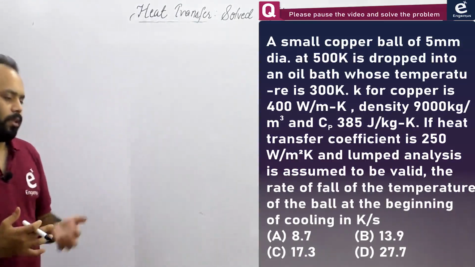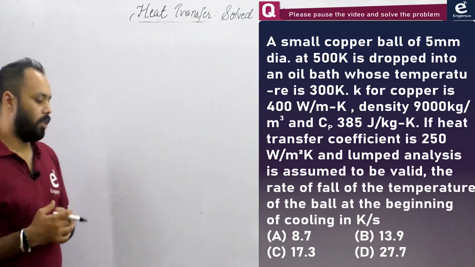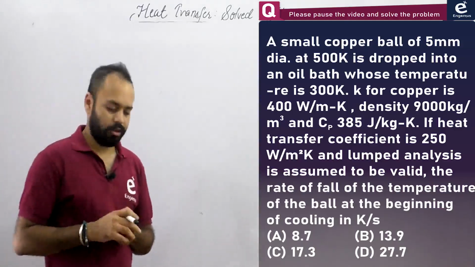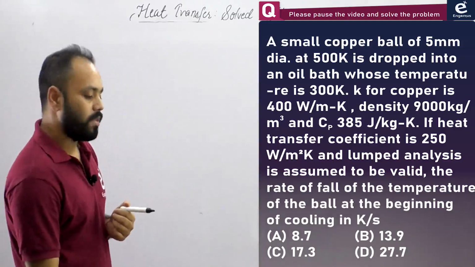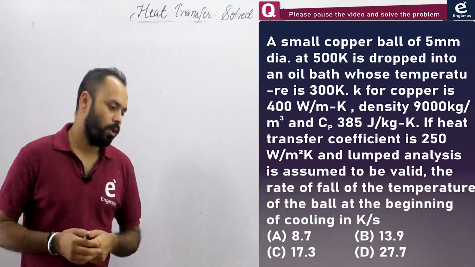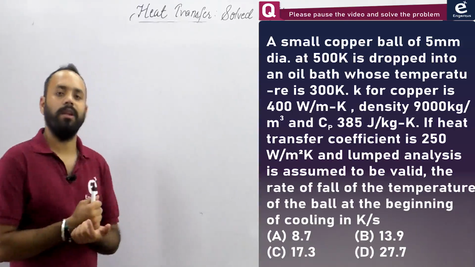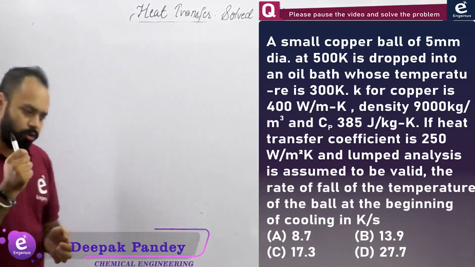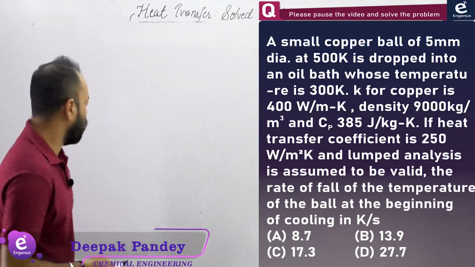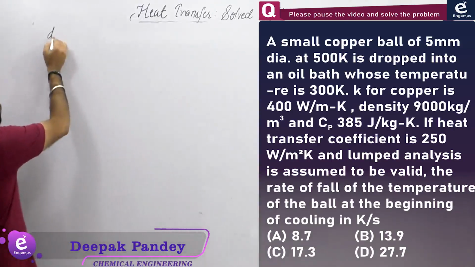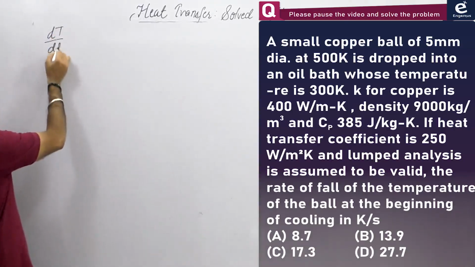The thermal conductivity data is given, density is given, specific heat is 385, that is also given. Heat transfer coefficient is given. All the units are standard units except the diameter. And it is mentioned that the lumped heat analysis is assumed to be valid. The rate of fall of the temperature of the ball means they are asking us dT by dt.